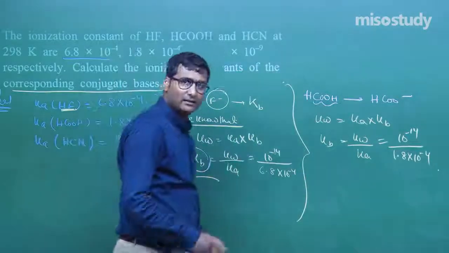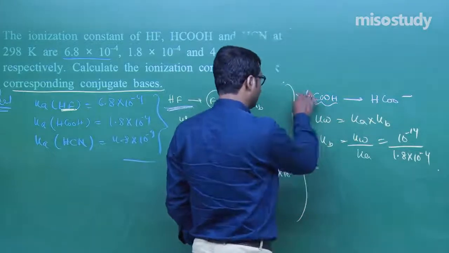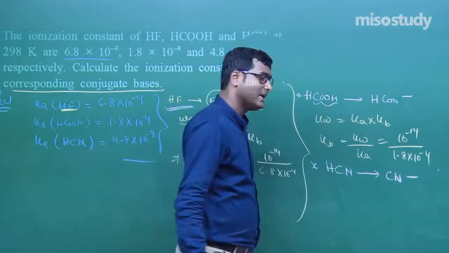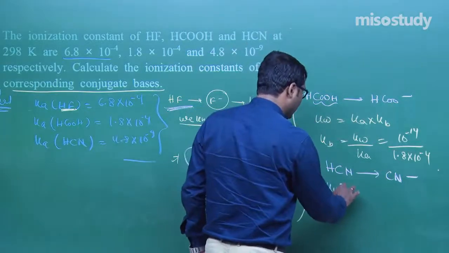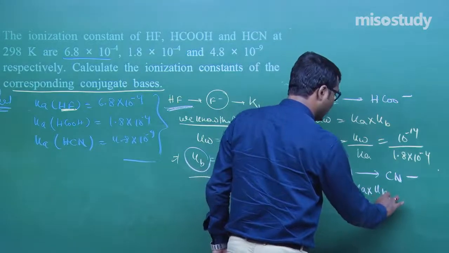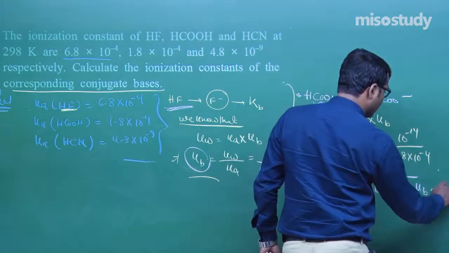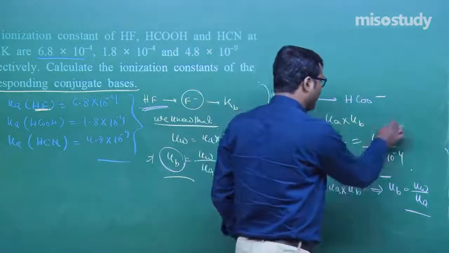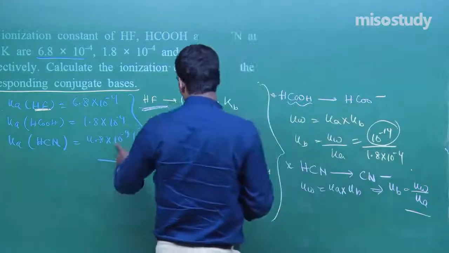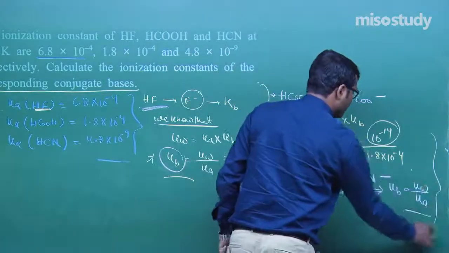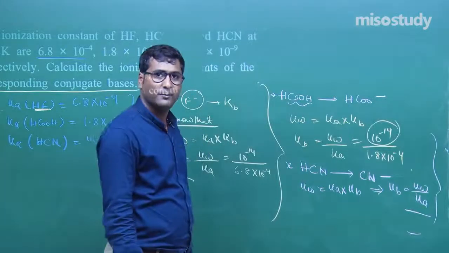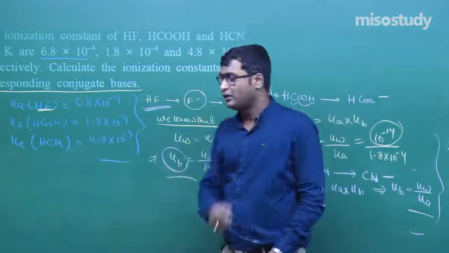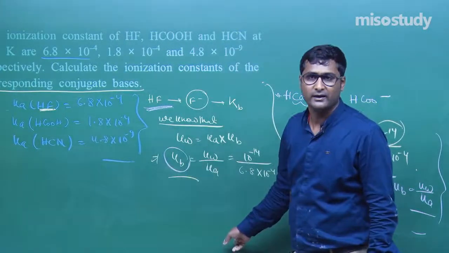That is HCN. Conjugate base is CN minus. Again we know Kw is equal to Ka into Kb. So what is Kb? Kw upon Ka, my friend. And what is Kw? 10 to the power minus 14. What is Ka, my friend? 4.8 into 10 to the power minus 9. You will solve, you will get the answer. These are the things. Now I am giving you a few seconds to solve this one. Clear, my friend?